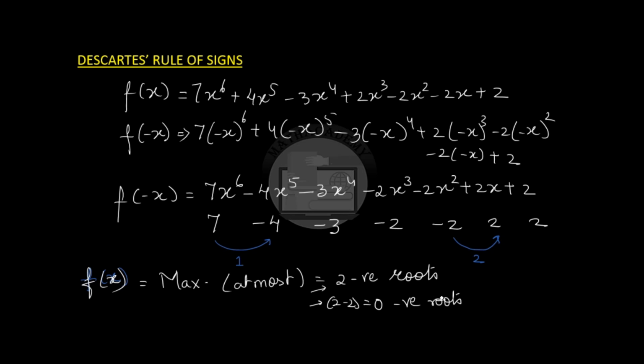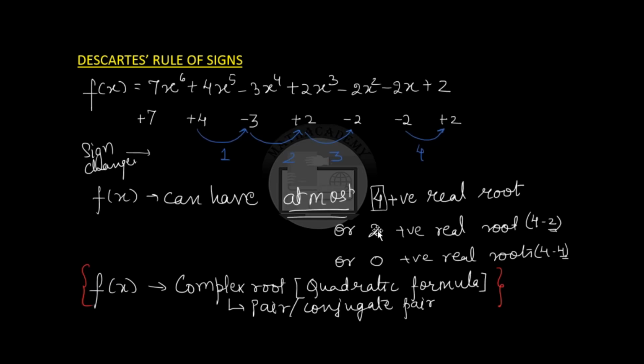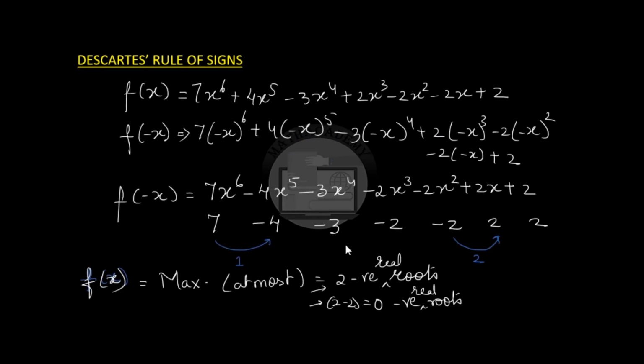Okay, so we have determined the possible values of positive real roots and negative real roots for the given function f of x using our Descartes rule of sign. So we have seen that we can either have 4, 2 or 0 positive real roots, and we can have 2 or 0 negative real roots. In our next video we will see how we actually determine all the zeros of the function by using the combination of rational root theorem, Descartes rule of sign and synthetic division. I hope the Descartes rule of sign is clear to everyone.